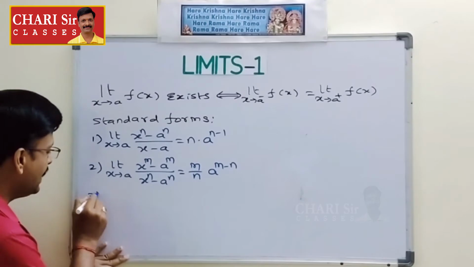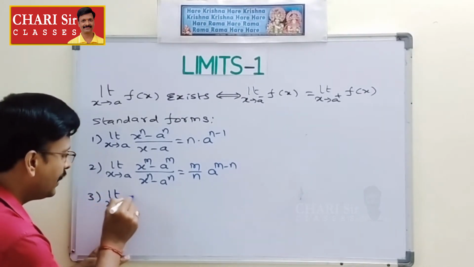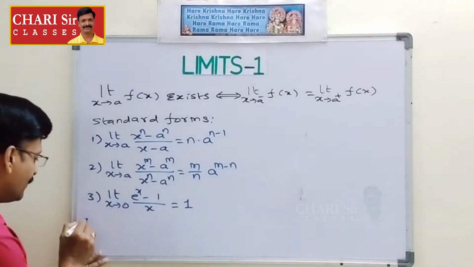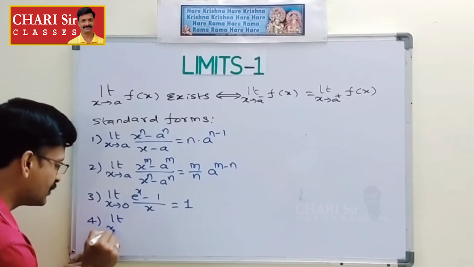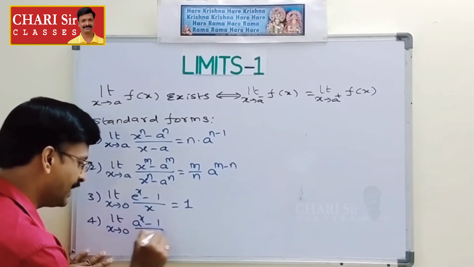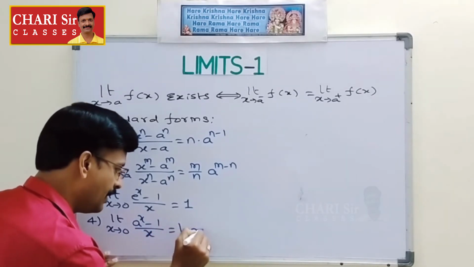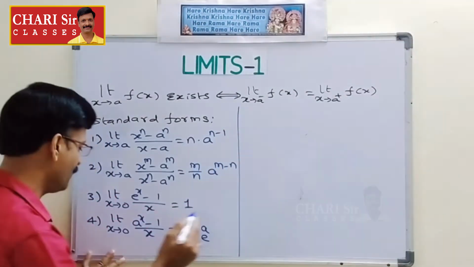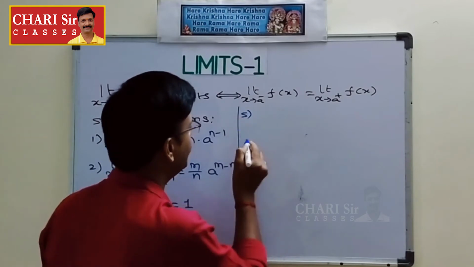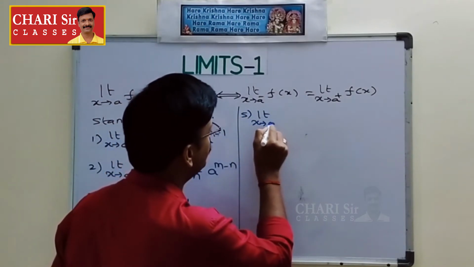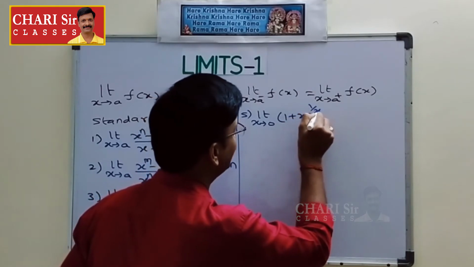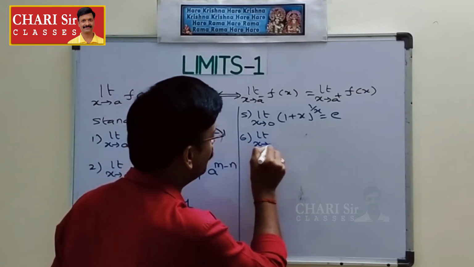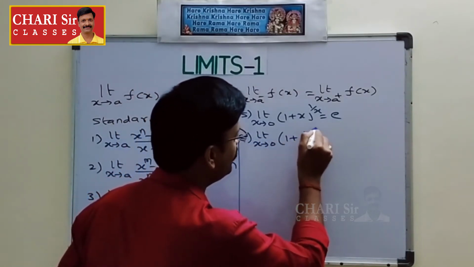And next, the third standard limit is limit x tends to 0 e power x minus 1 by x, which is equal to 1. And the fourth standard form is limit x tends to 0 a to the power of x minus 1 by x is equal to log a to the base e. These are the four standard limits. And also we have more, that is fifth one is limit x tends to 0 1 plus x whole power 1 by x is equal to e. And also limit x tends to 0 1 plus 1 by x whole to the power of x is also equal to e.